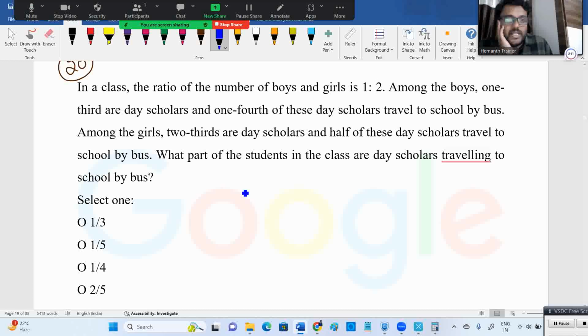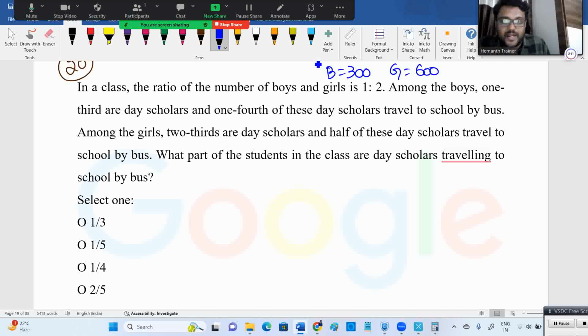Now, among the boys, 1/3 are day scholars and 1/4 of these day scholars travel to school by bus. Boys and girls are 1:2. Let's take 100 and 200. But 1/3 are day scholars among the boys, so I should divide by 3, and 100 is not divisible by 3. So better I take 300 and 600. If 1:2, I can take boys as 300, girls 600. Why I took 300 is because 1/3 are day scholars, so my boys should be divisible by 3.